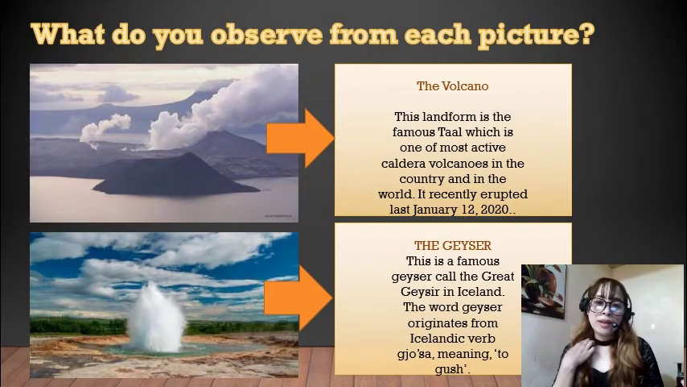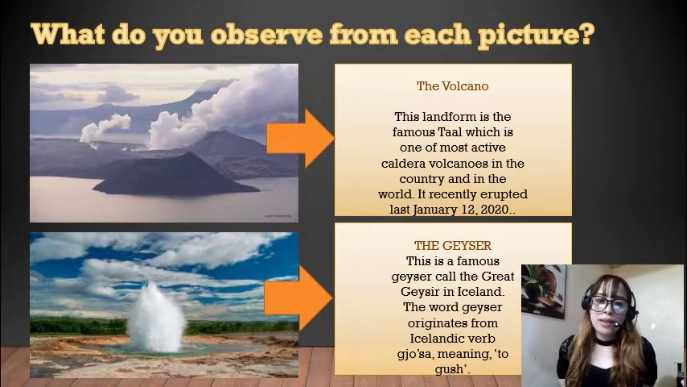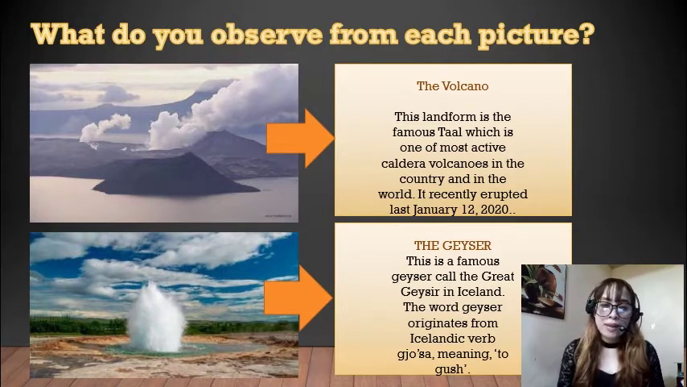Another pictures I'm showing you are the pictures of a volcano and a geyser. Volcano is another landform which is famous in Luzon, particularly in Batangas. Taal volcano is one of the most active caldera volcanoes in the country and in the world. It recently erupted last January 12, 2020. Another picture is the geyser. This is the famous Great Geyser in Iceland. And the word geyser originates from the Icelandic verb gjósa, meaning to gush.